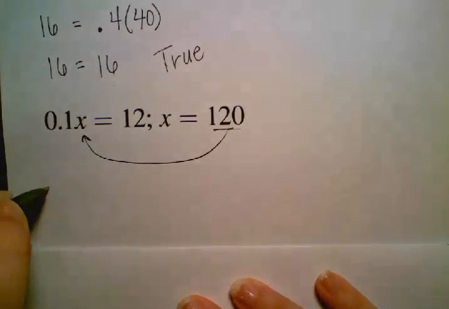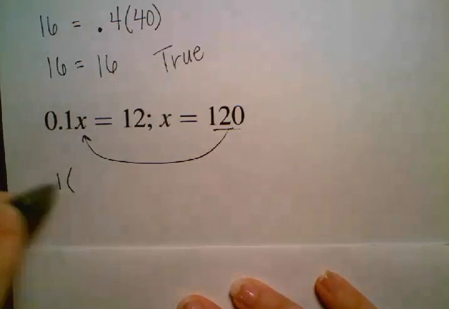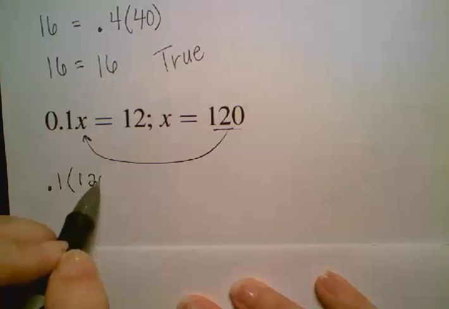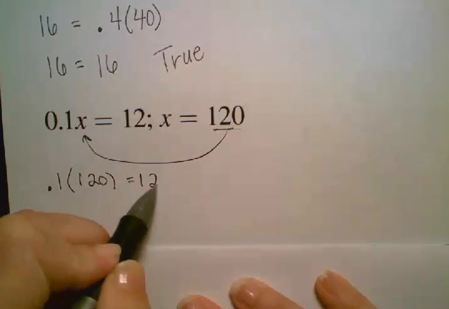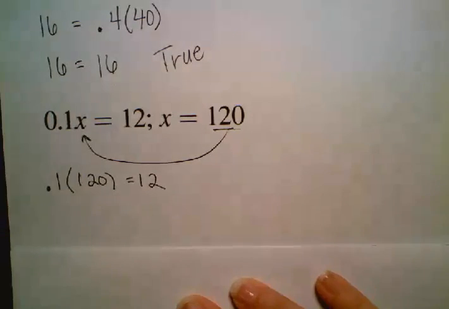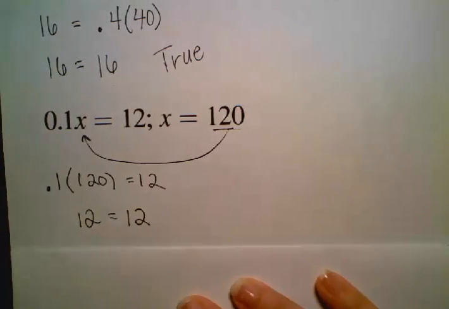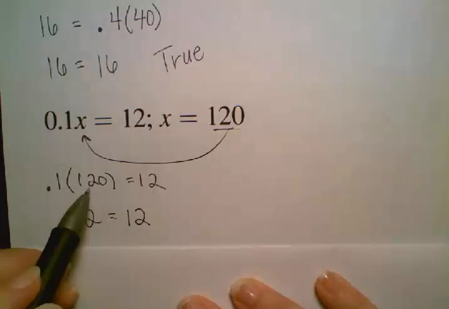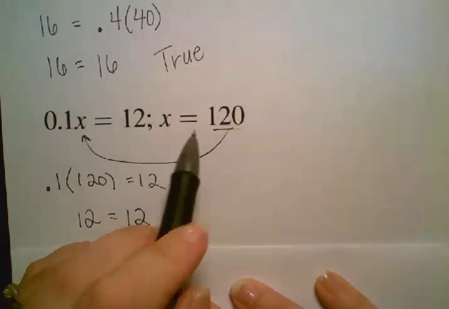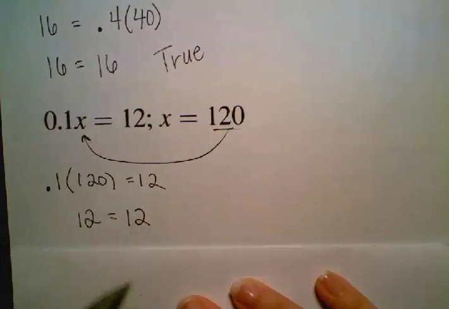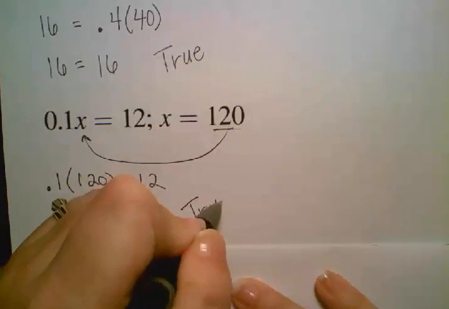All right, so we've got 0.1 times 120 is equal to 12. Well, let's put that into our calculator. 120 times 0.1, and we get 12 is equal to 12. So yes, when x is 120, the statement is true. So this makes a true statement.